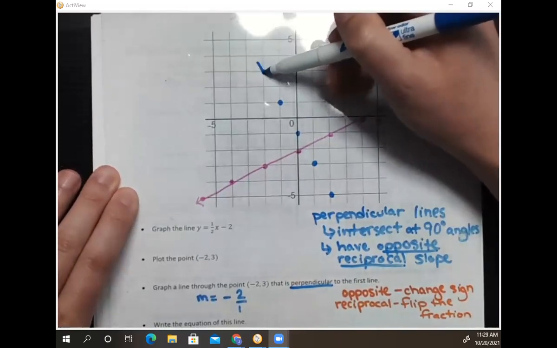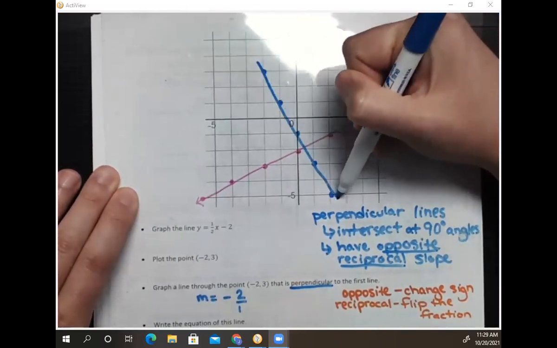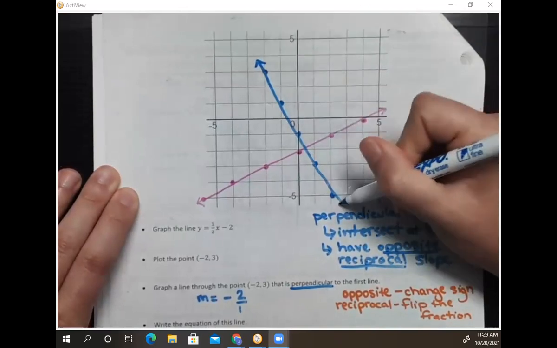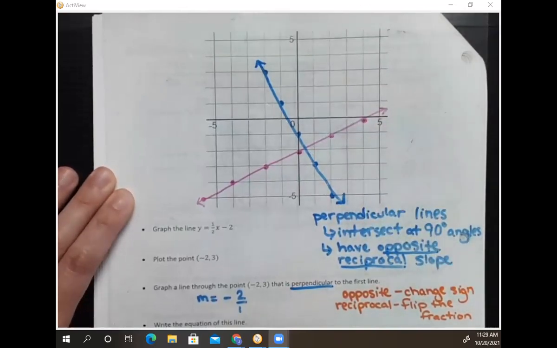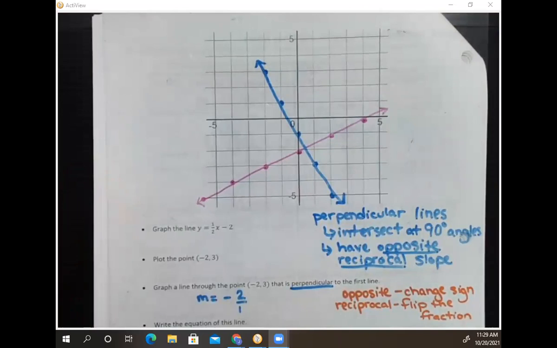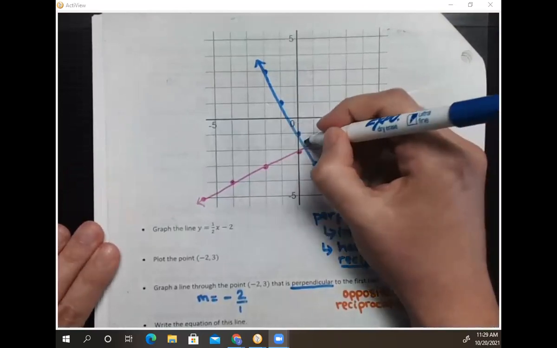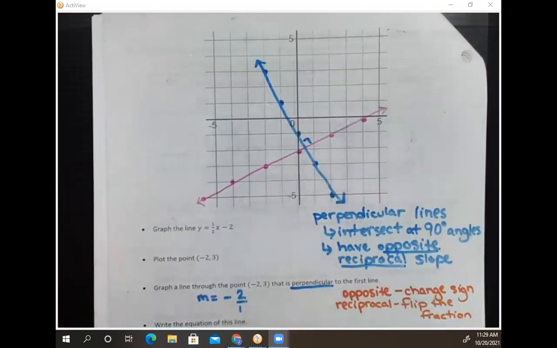As I'm graphing a function, I'm going to connect my points and throw my arrows on the end. So these are perpendicular lines, and when they intersect, they're making right angles. That's the special thing about perpendicular lines. Questions for me so far?